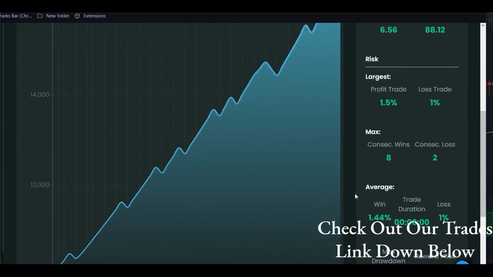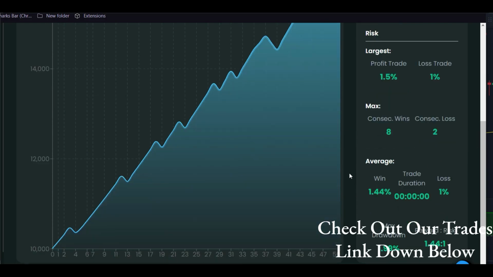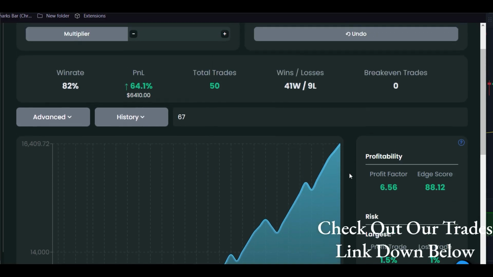Something that really contributed nicely to this strategy was the fact that most of the wins were consecutive. So this helped compound the growth of the account with only 2 consecutive losses. So having seen this, you can see that this strategy is definitely profitable.